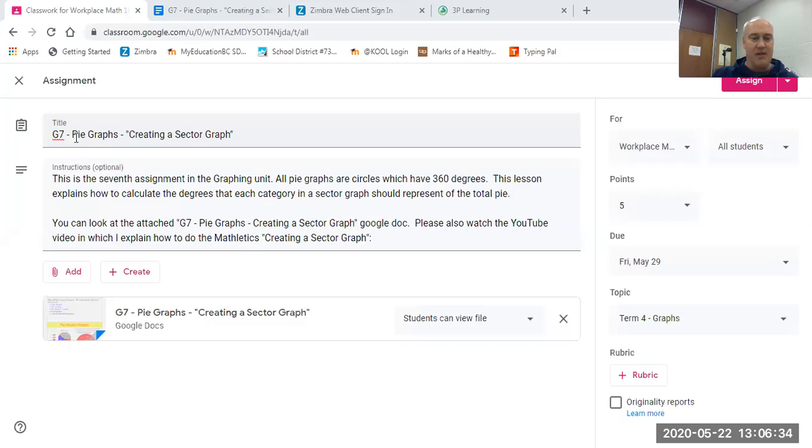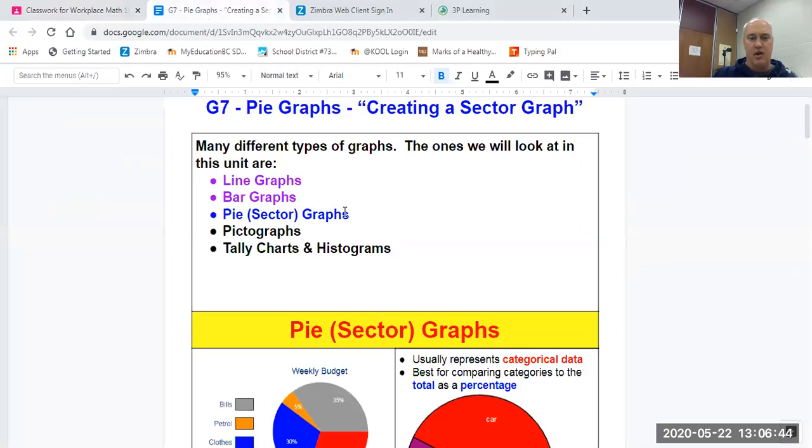So this is the assignment here. It's G7, and once again, it's on pie graphs. And the actual Mathletics assignment you're going to be working on is called creating a sector graph. So let's take a look at the questions here.